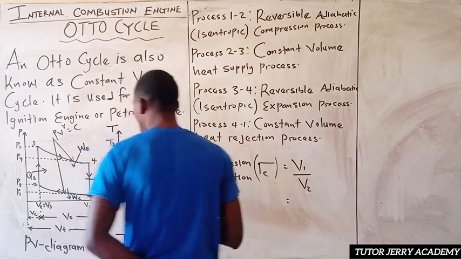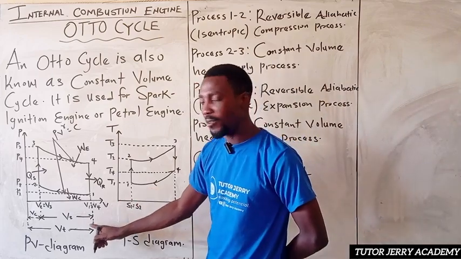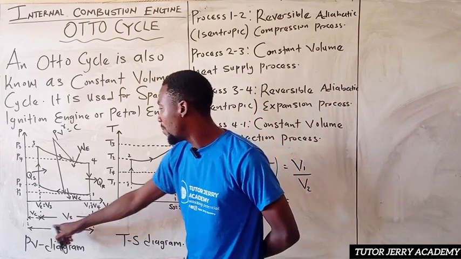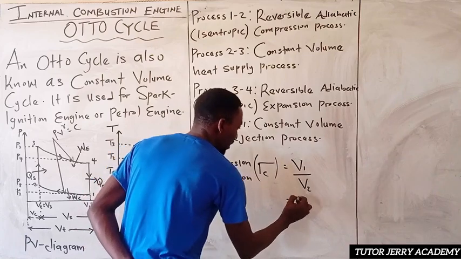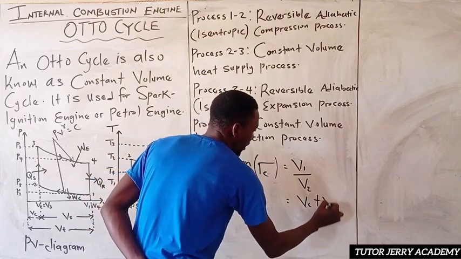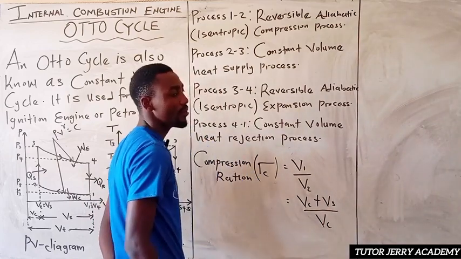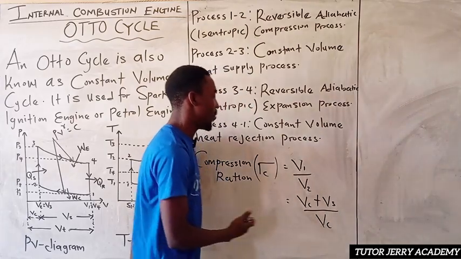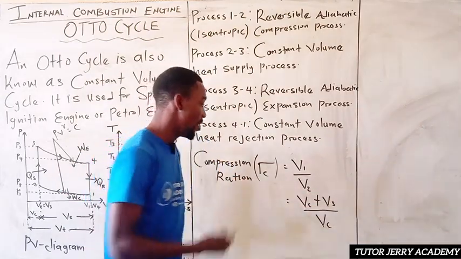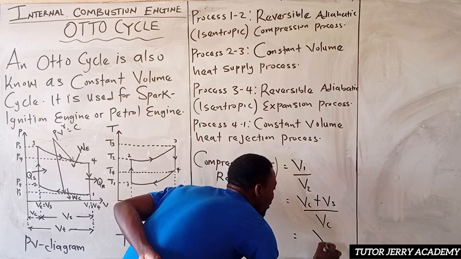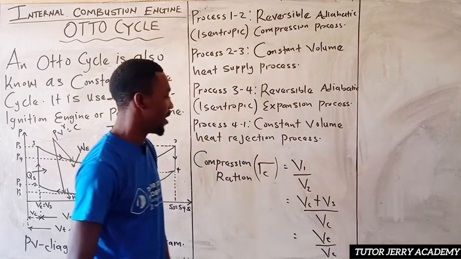All right. So now, we also said that this is also equal to the sum of stroke volume plus our clearance volume. So it's also equal to VC plus VS all over clearance volume. So you must know this, where VC plus VS is our total volume. Take note of that. So we can also rewrite this as total volume all over clearance volume. All right, take note of that, please.